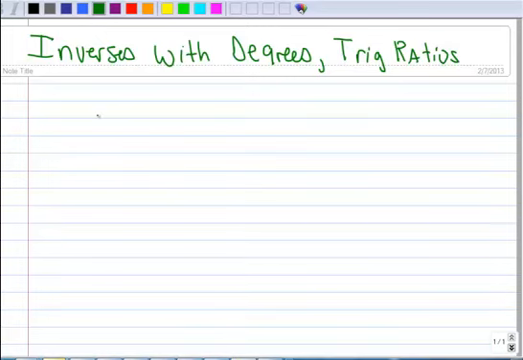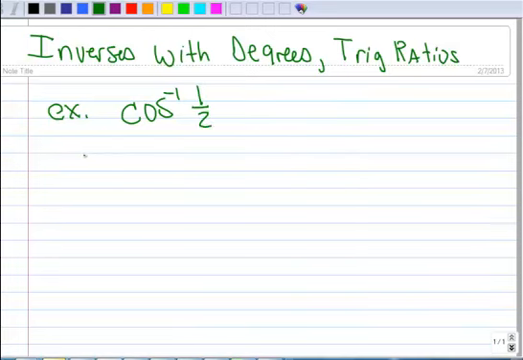All right, let's do a couple examples of inverses with degrees and trig ratios. So here's our first example. We want to know in degrees the inverse cosine of 1/2.